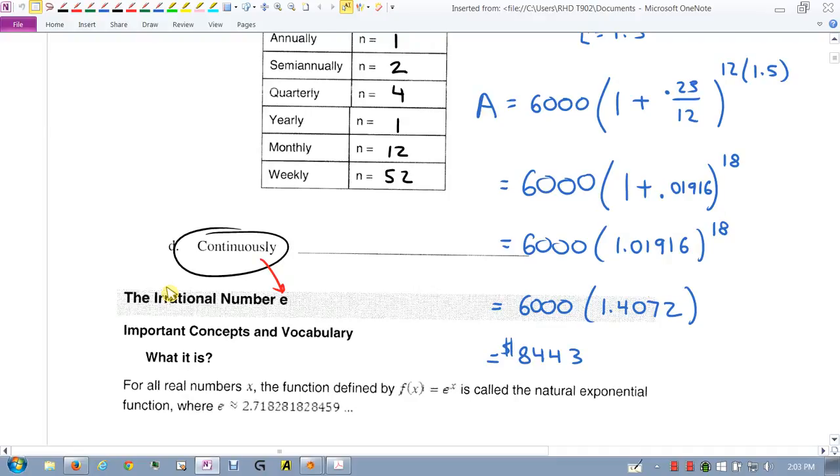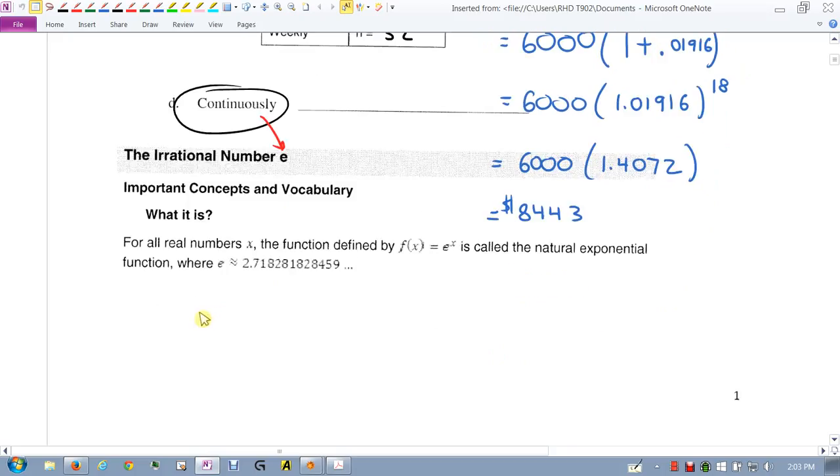You don't have an n in the formula at all, but what appears in the formula is this e, and the e is a very special number. It's what we call the natural base, and this is what it's defined to be. It's called the natural exponent function. The e is called the natural base, and it is approximately 2.71828 or 18281, and so on, and it's just like pi. It goes on forever, doesn't have a pattern, never repeats. So it's an irrational number.